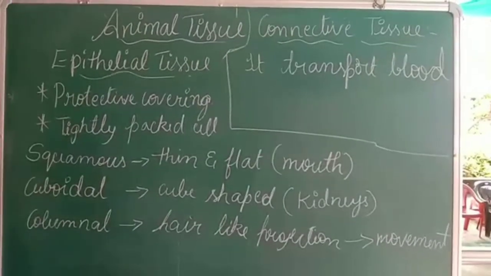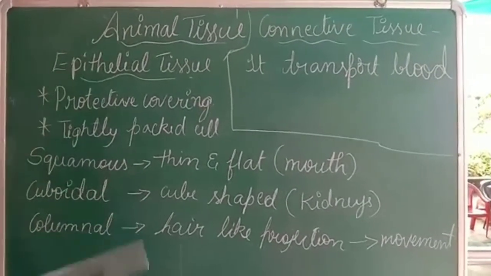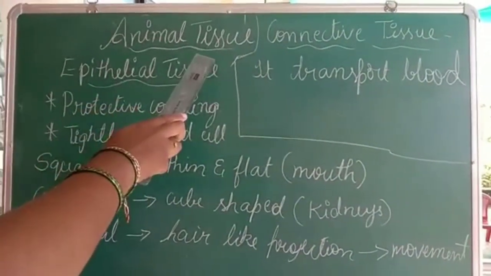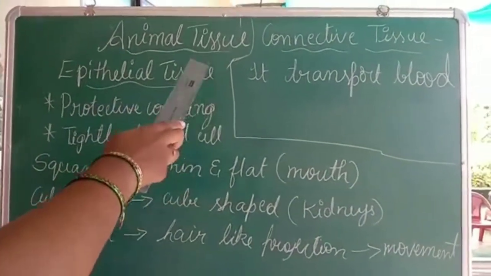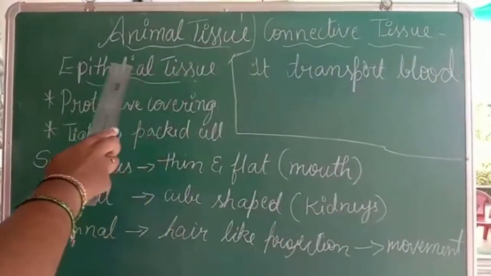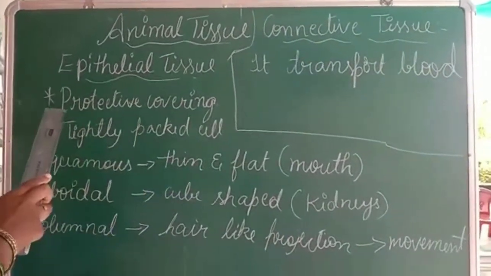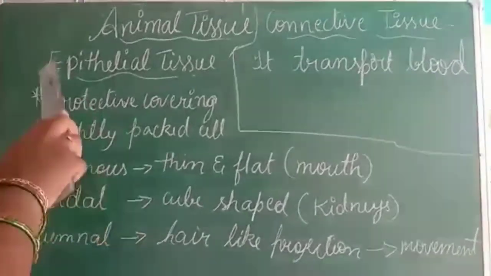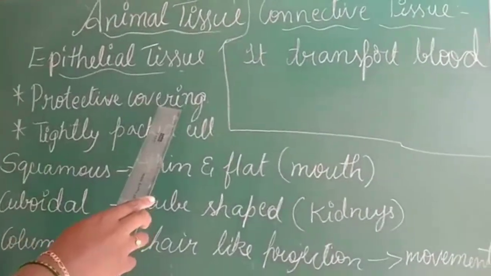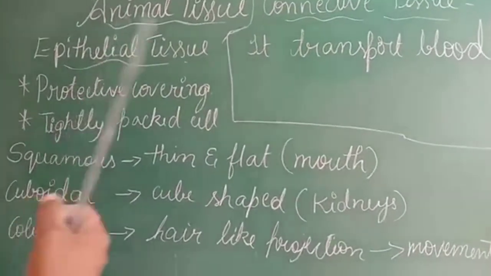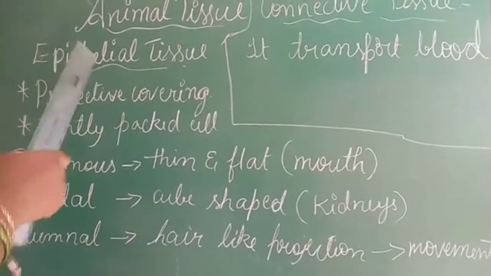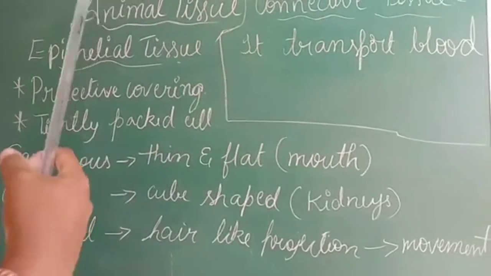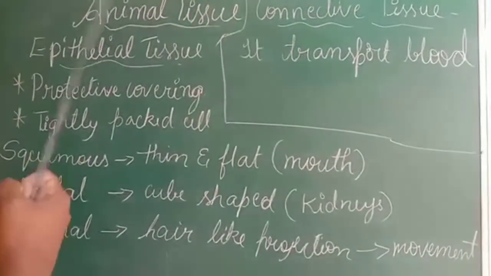Now we have studied plant tissue. Next we are going to study animal tissue. Under animal tissue, let us first study epithelial tissue. Epithelial tissue is a protective covering for our cells, and in epithelial tissue the cells are very tightly packed to one another.